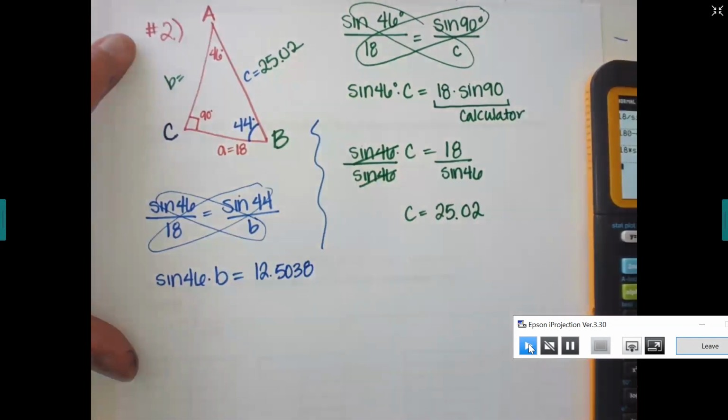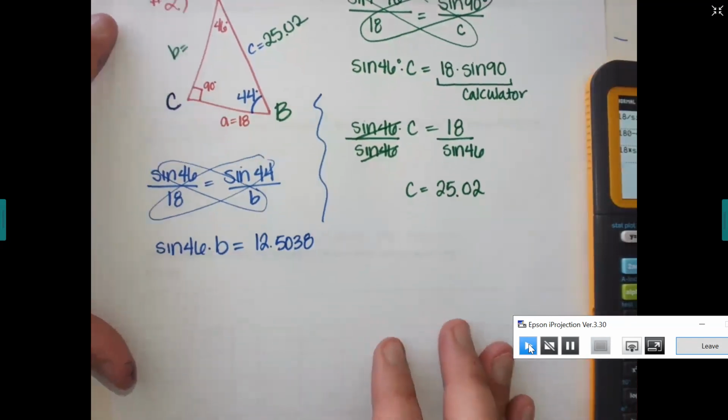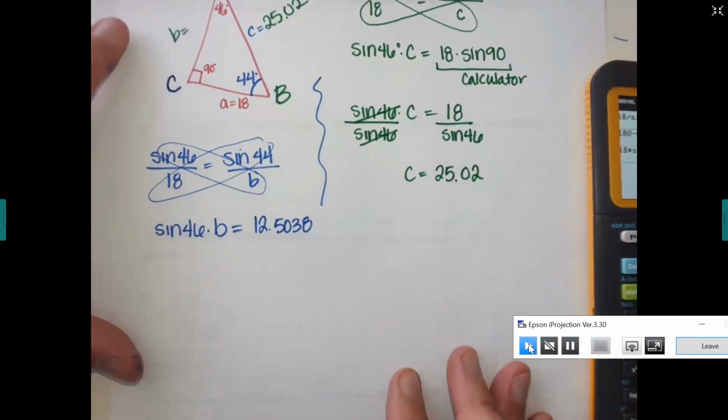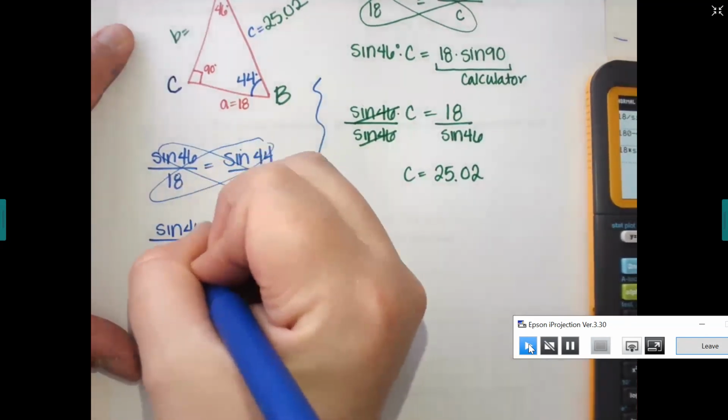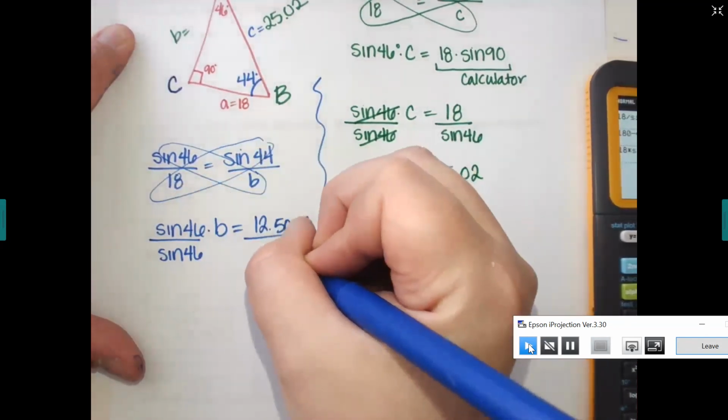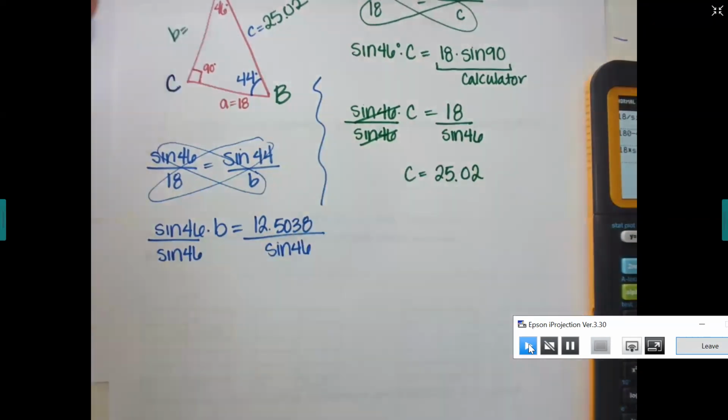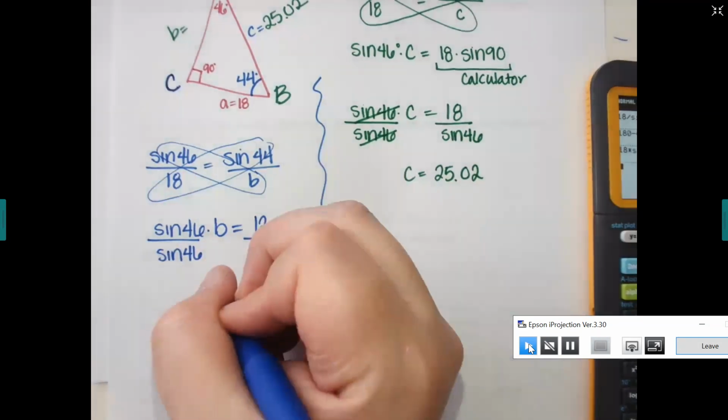12.5038. And then if I want b by itself, what's my last step? Divide by the sine 46. Very good. Then your sine 46s are going to cross out and you'll have b equals whatever that number is.